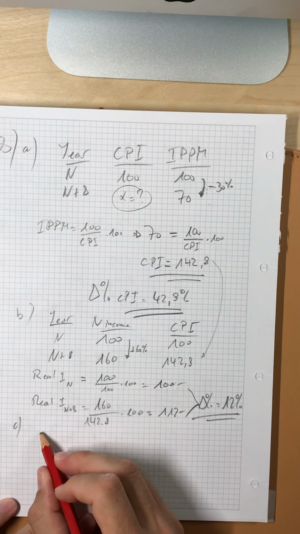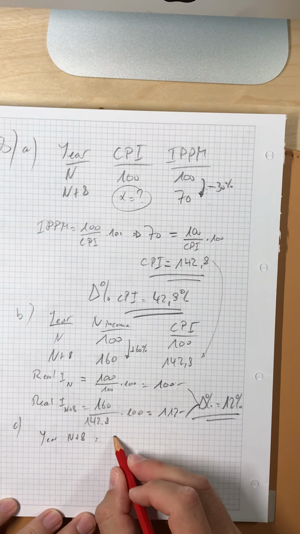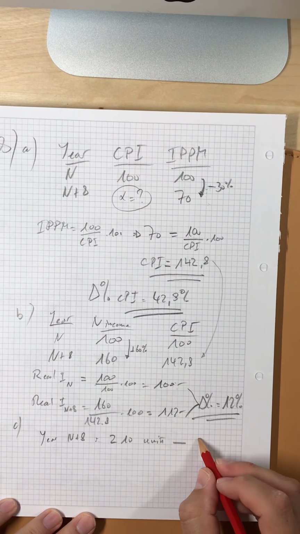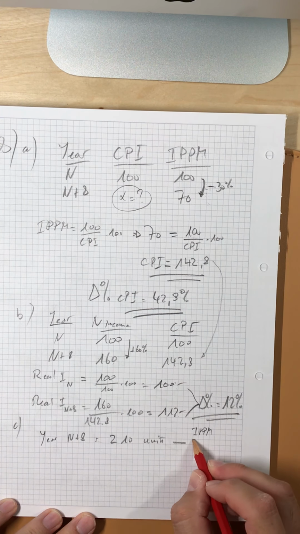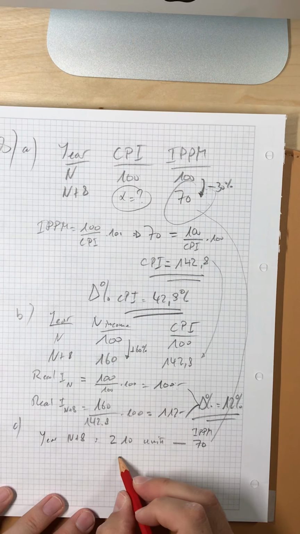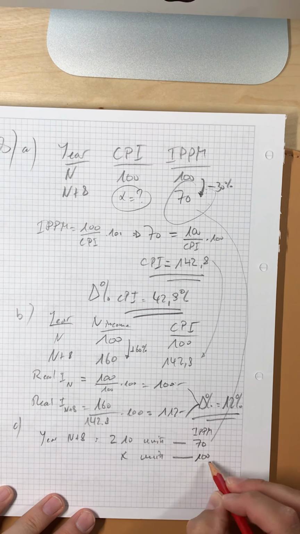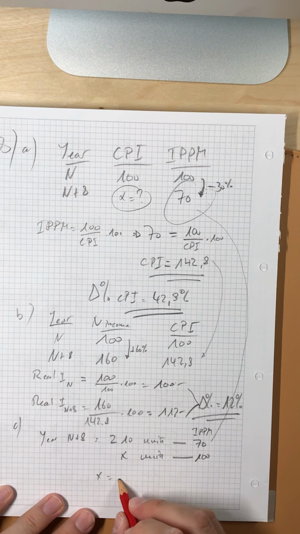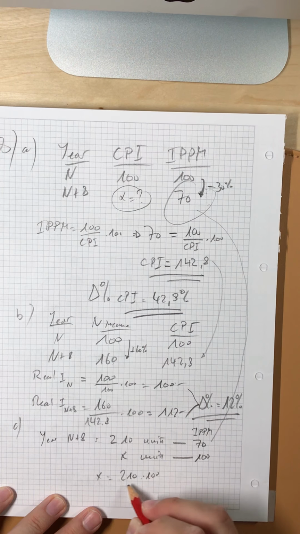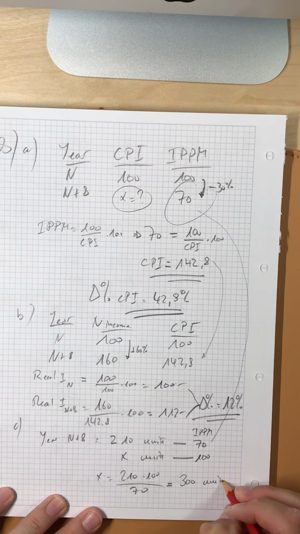A rule of 3, so year n plus 8, you had 210 units with a value of the IPPM which is equal to 70. It was this information, check, and you will find how many units you get when your IPPM is equal to 100. Rule of 3, I will write it, 210 times 100 over 70, and you will find 300 units of X.